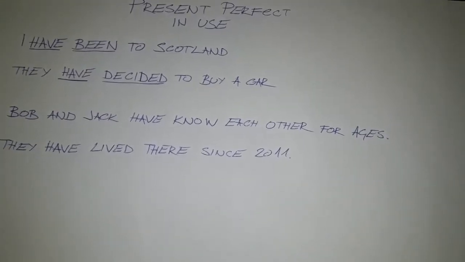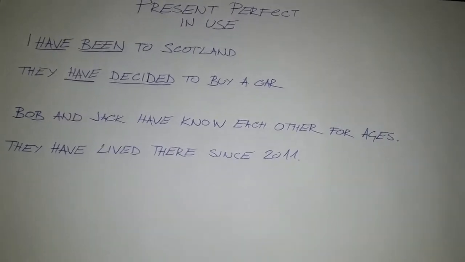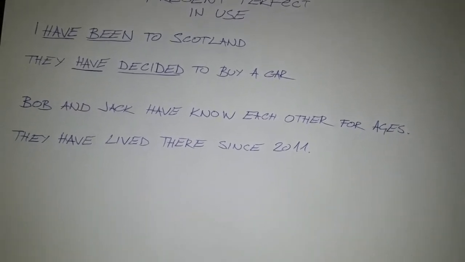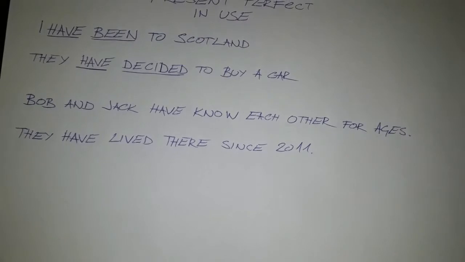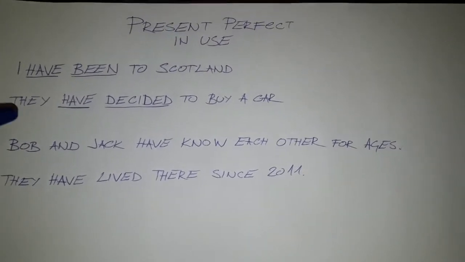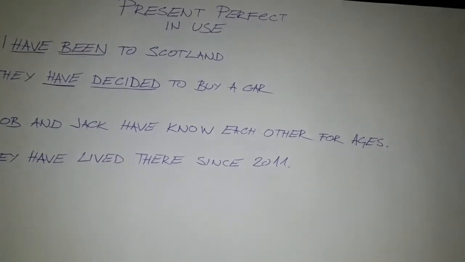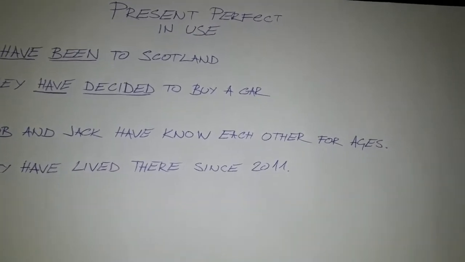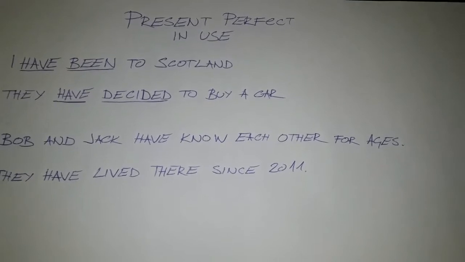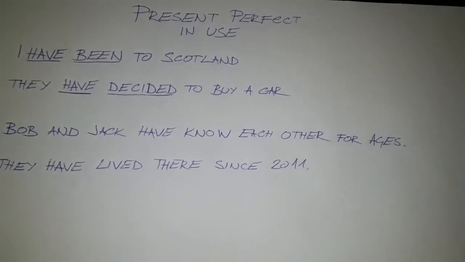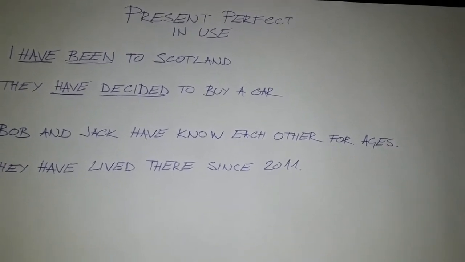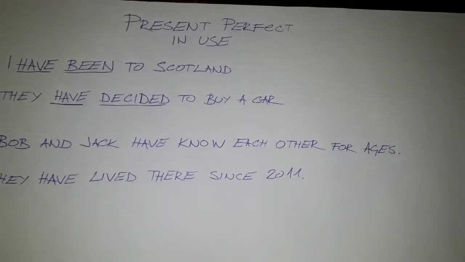Let's have a look at the present perfect in use. We use the present perfect for things that happened in the past and it's not important when they happened. For example, I have been to Scotland. It's not important when I've been there, it's important that I've been to Scotland. They have decided to buy a car. Once again, it's not important when they decided, but the decision alone is important.